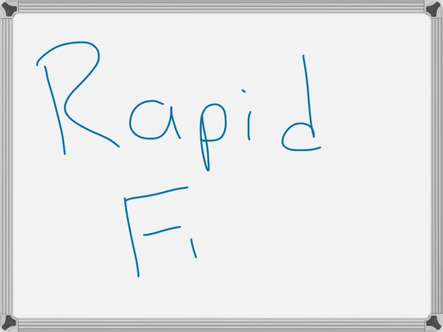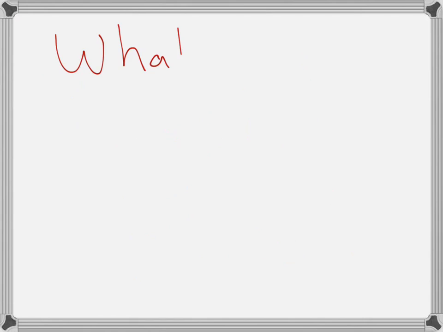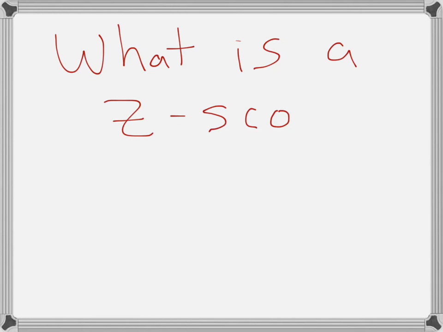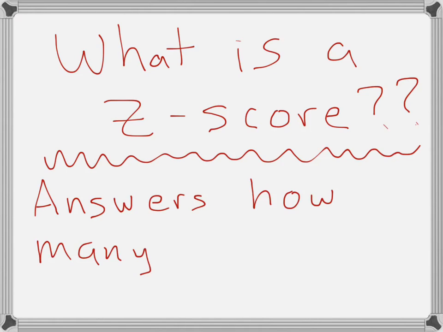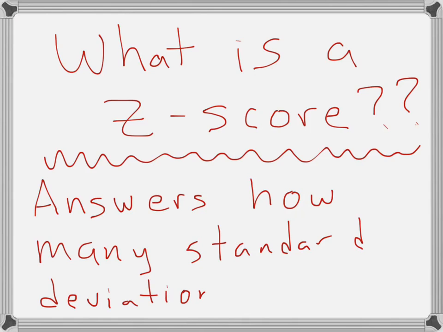Alright, ladies and gentlemen and gifted animals, it is time for rapid fire math. So, the question is, what is a z-score, and what in the world does that mean? The idea is we answer the question, how many standard deviations we are above or below the mean.